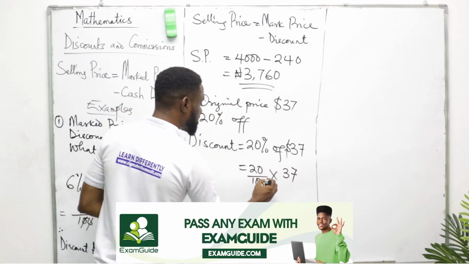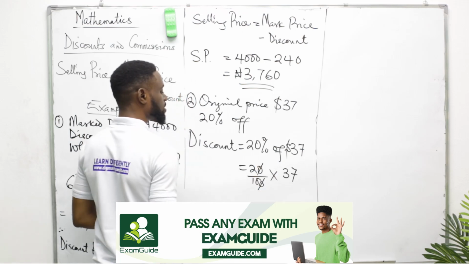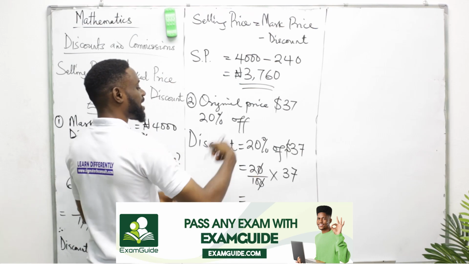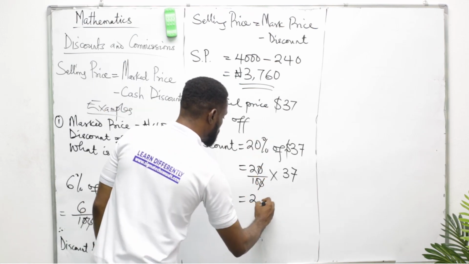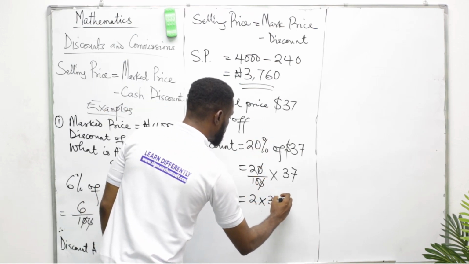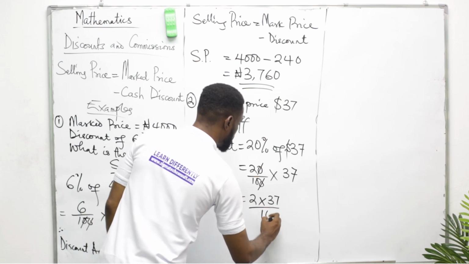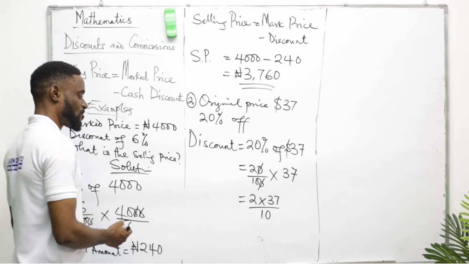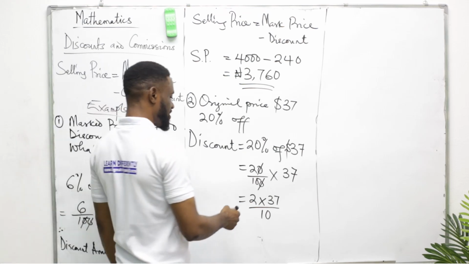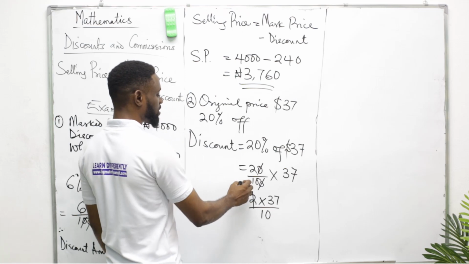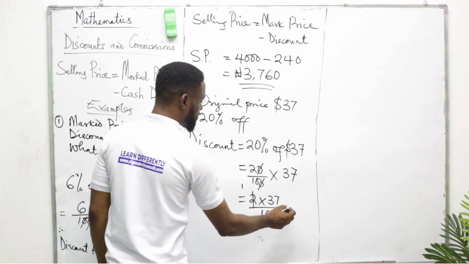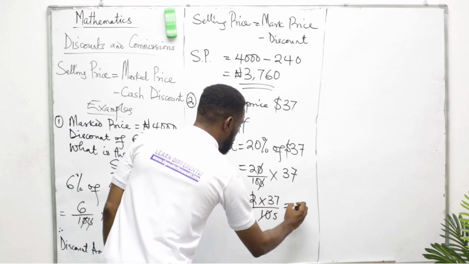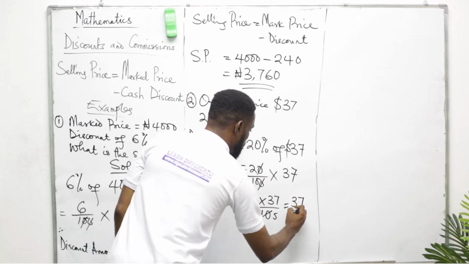So what that means is this removes this, and we are having 2 times 37, 2 times 37 all over 10. Is that okay? 2 times 37 over 10. All right? Okay, let's just do this. 2 here is 1. 2 here is 5. Is that okay? So we are having 37 all over 5.